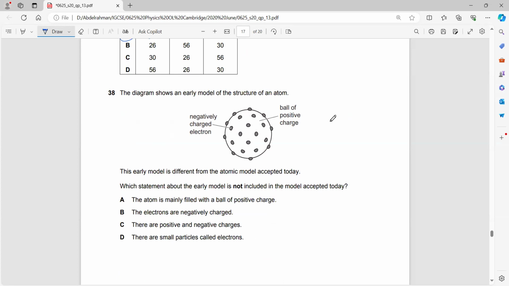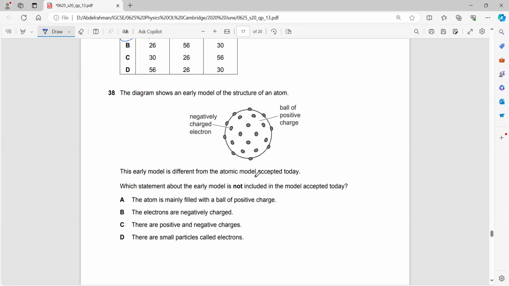You have a ball of positive charge and some negatively charged electrons. This early model is different from the atomic model accepted today. Which statement about the early model is not included in the model accepted today? Any ideas?